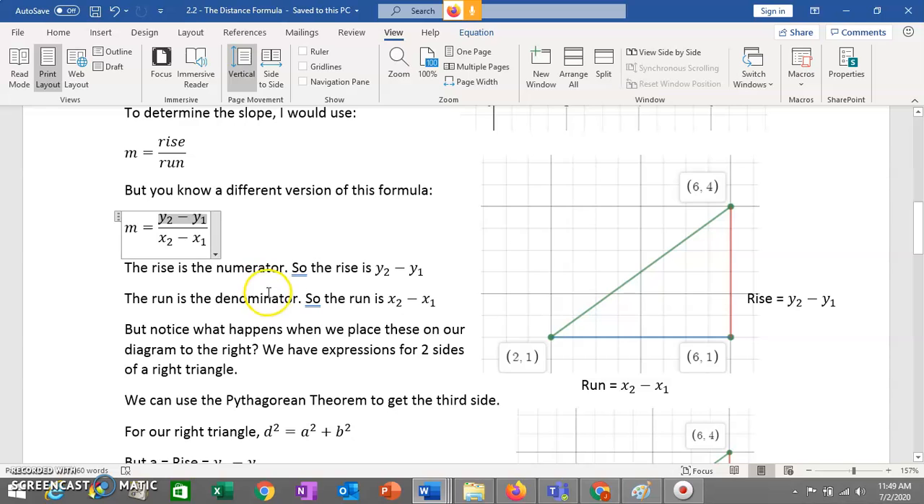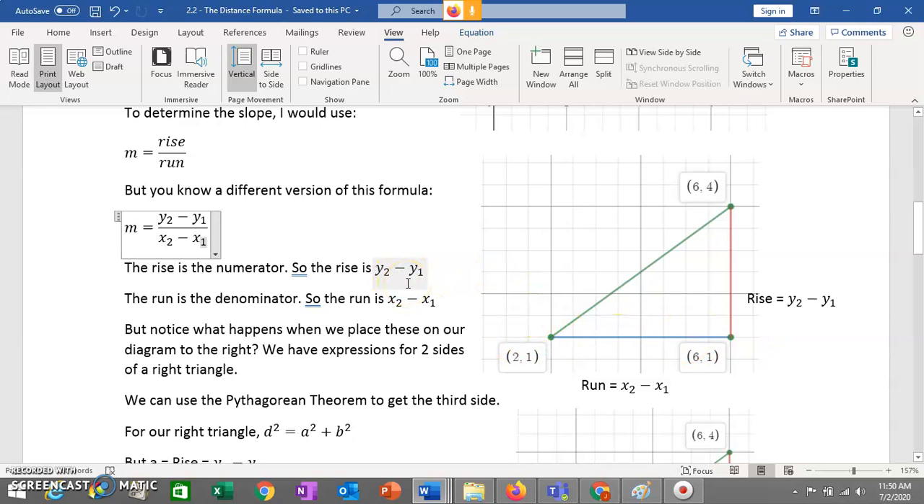Same thing applies for the x values if you're looking at the run. So your run is the denominator here. If we look at our formula, the run is the bottom, and this is the bottom. So by substitution, these two are equal. So the run will equal x2 minus x1. And again, that makes sense. If you're going from 2 all the way over to 6, then the distance is going to be 4. Right, 6 minus 2, so there'll be a distance of 4 there.